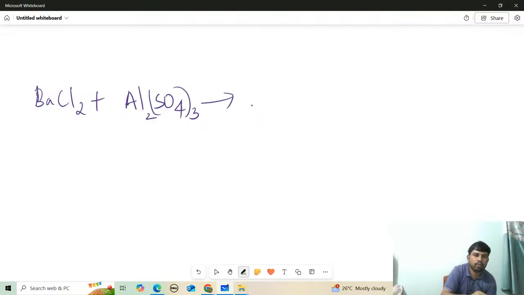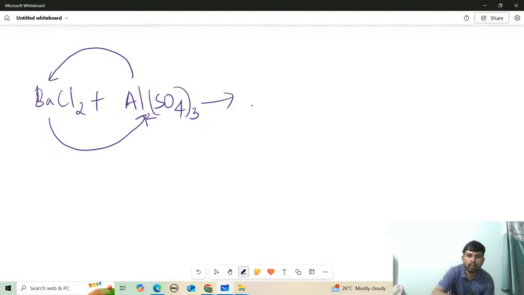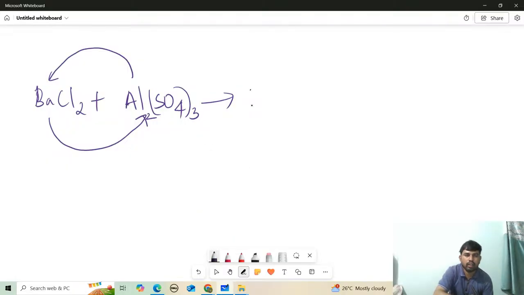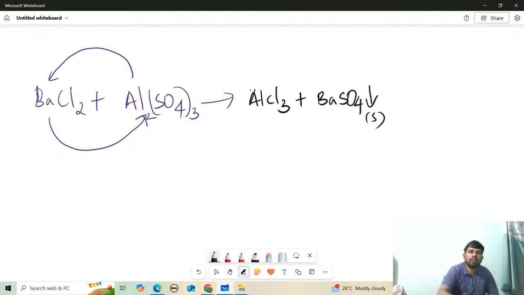It gives rise to a double displacement reaction. Barium will come in the place of aluminum, aluminum will come in the place of barium. So what will we get here? Aluminum chloride AlCl3 plus barium sulfate BaSO4. This BaSO4 is an insoluble solid. This is called a precipitate. This reaction is called a precipitation reaction.